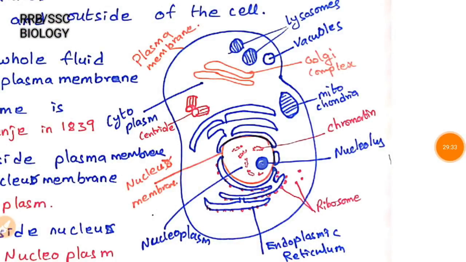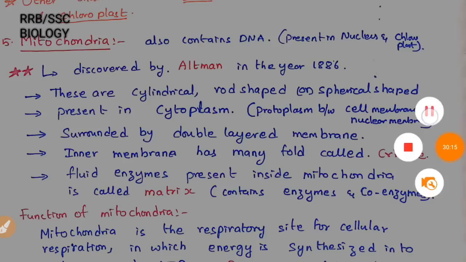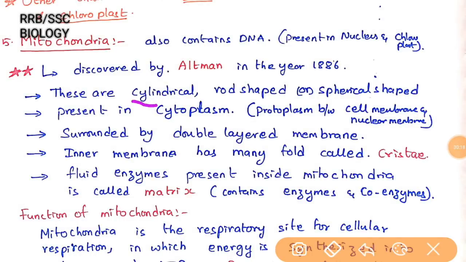See, friends, here in the cell, the mitochondria is here. Mitochondria has no definite shape, but it has a spherical or rod shape. They are cylindrical in structure, something like you can expect from a baseball bat to a rugby ball. It is a miniature form of a baseball bat or a rugby ball, friends. These are cylindrical in structure and rod-shaped or spherical-shaped.